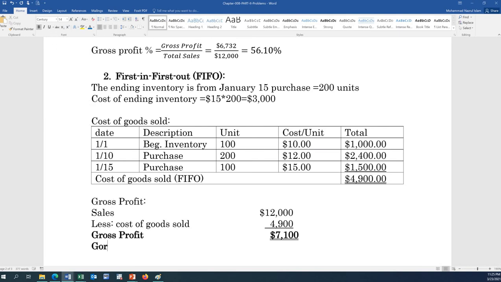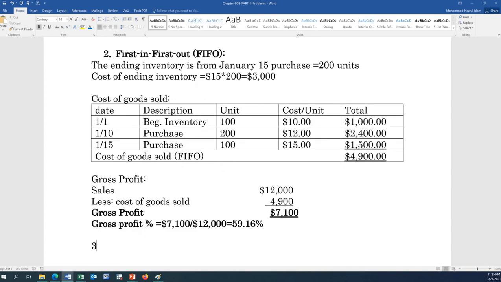So the gross profit percentage would be equal to gross profit divided by sales. So it's going to be 7,100 divided by total sales. What is the percentage? 59.16%.